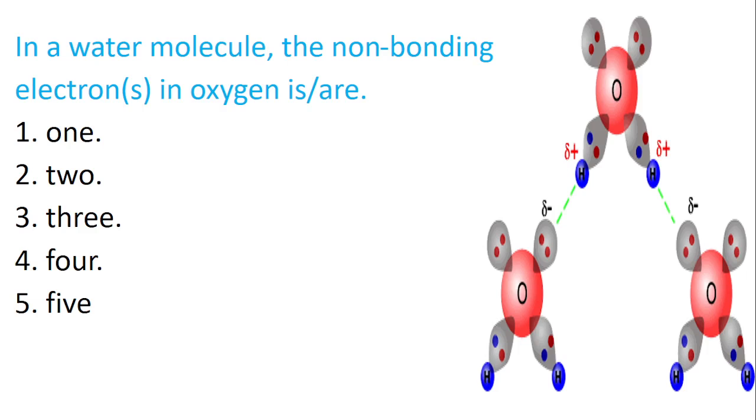It's 4. 4, correct. So the non-bonding electrons in this particular compound, which is water, you can talk of this is a non-bonding electron, that one is a non-bonding electron, that one is also a non-bonding electron, also that one is a non-bonding electron. So these are electrons that are for oxygen, and they are just 4 of them. 1, 2, 3, 4. So the answer is 4.